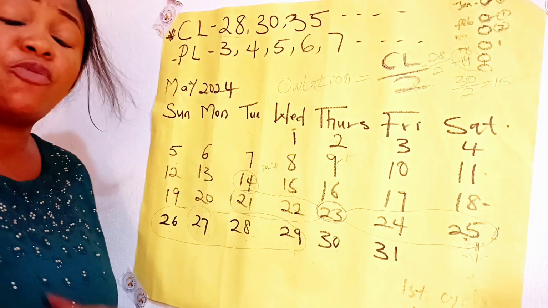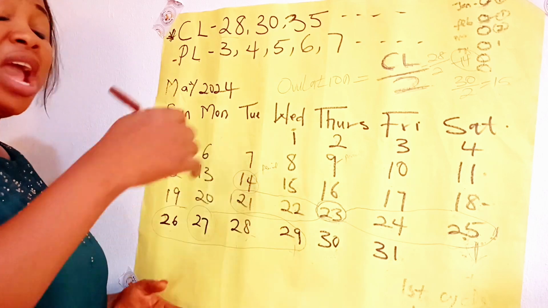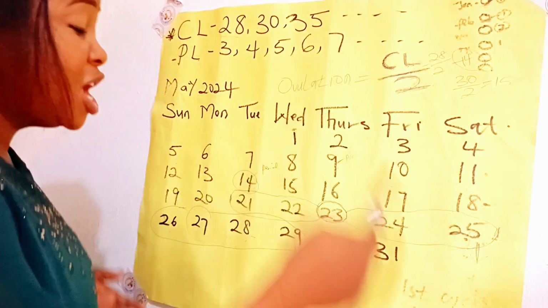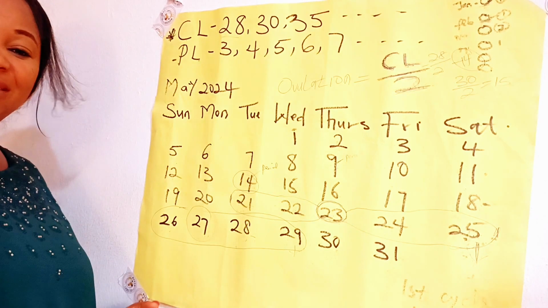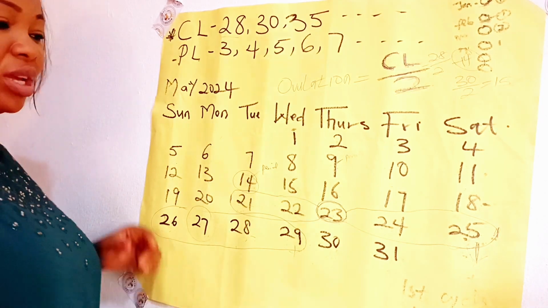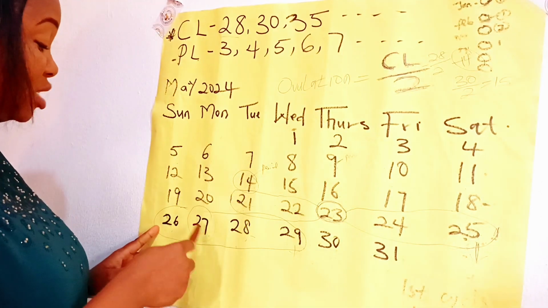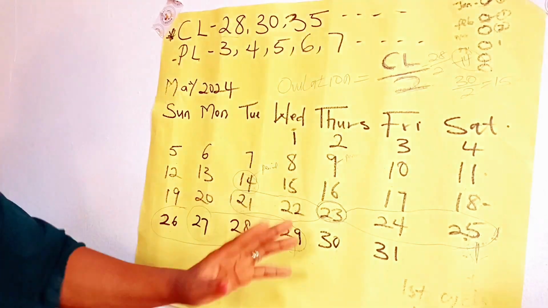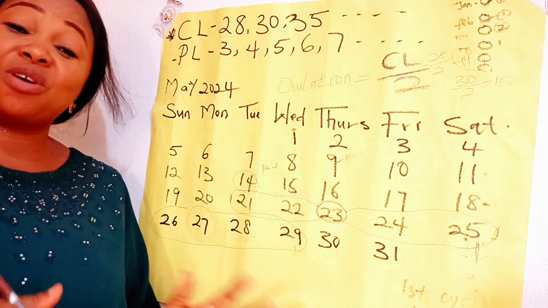So if you are looking for the fruit of the womb or you are trying to get pregnant, ensure you start having sexual intercourse from the 25th. If possible, have it every day. 25th, 26th, 27th, 28th, 29th. Have it every day. Use all the various styles.